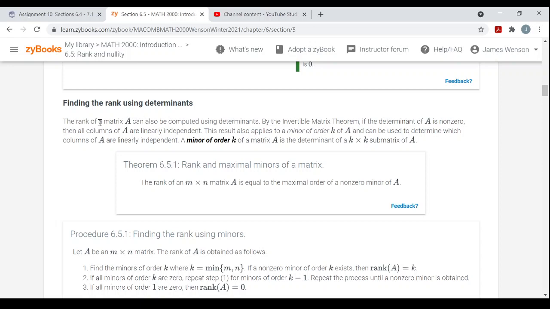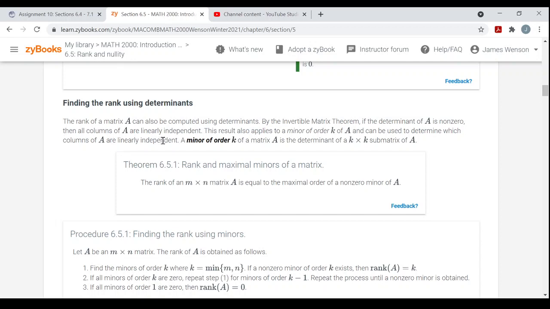So here, the rank of a matrix A can also be computed using determinants. By the invertible matrix theorem, if the determinant of A is non-zero, then all columns of A are linearly independent. This result also applies to a minor of order K of matrix A and can be used to determine which columns of A are linearly independent.